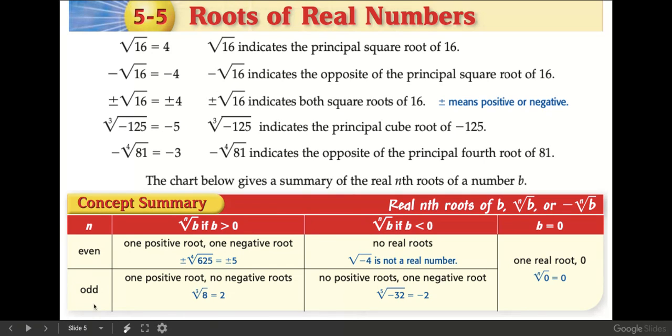And if your index is odd, third root, fifth root, seventh root, you'll have one positive root if the number inside is positive, or if the radicand inside is negative, you'll have one negative root and no positive roots. And if your radicand is 0, it doesn't really matter what your index is, right? Any root of 0 is always going to be equal to 0.